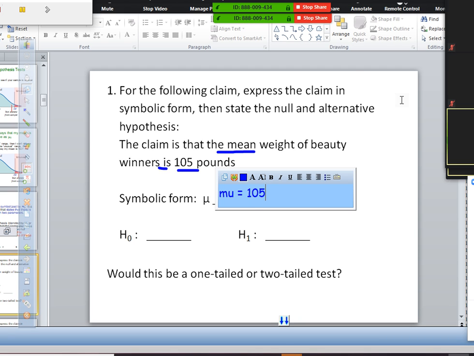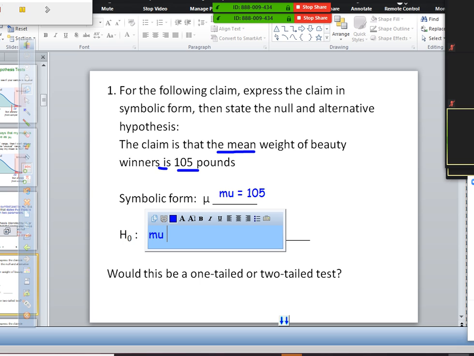Now, we know that H0 is always equals. Okay, you guys pay attention, this is important. This 105 doesn't change. The 105 is the same for all of these: H0, H1, the claim. What changes is this symbol. Equals, not equals, less than, greater than. That's what's going to change. H0 is always equals, so it's going to be that mu equals 105.